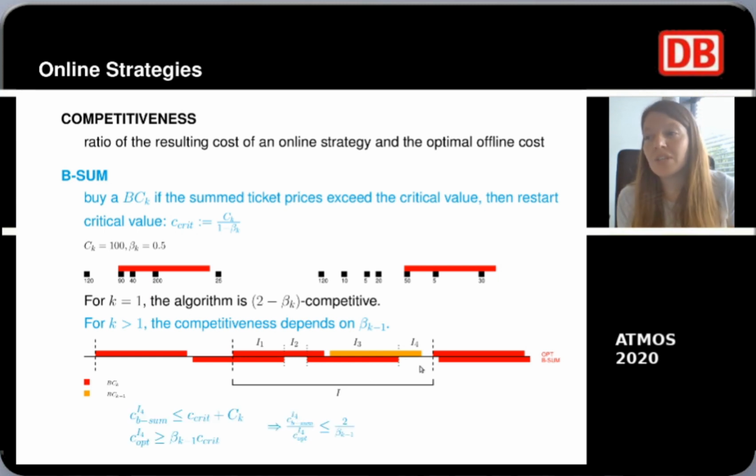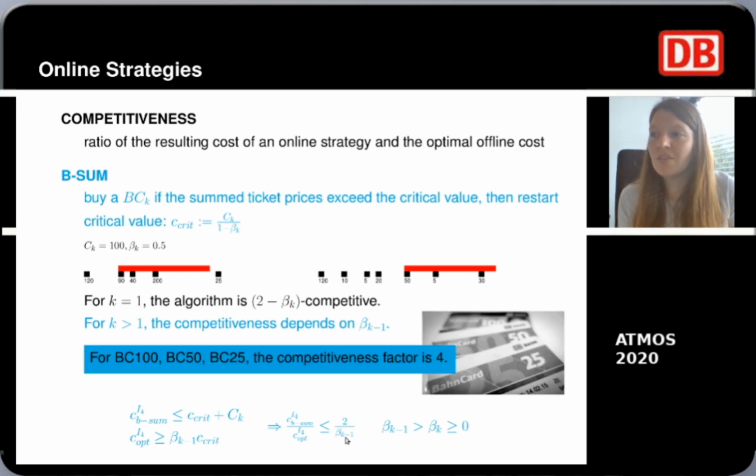And actually then we can show that the competitiveness in that interval is bounded by 2 over beta K-1. And the good news is that, of course, if we follow our assumptions, beta K-1 cannot be 0, so this is bounded. Of course, if beta K-1 is really small, the bound is rather bad, but for our real-world example with the BahnCards in Germany, we actually observe that the second best BahnCard has a price reduction factor of 0.5, and so what we get here is a competitiveness ratio of 4, which is quite good.